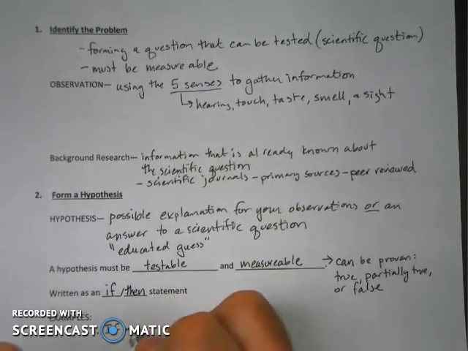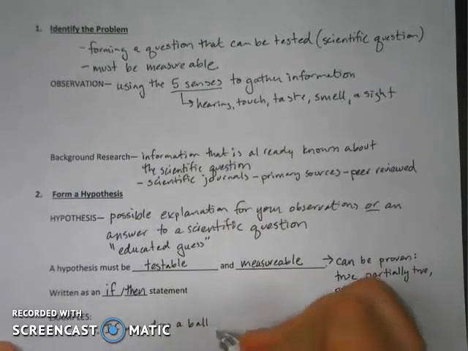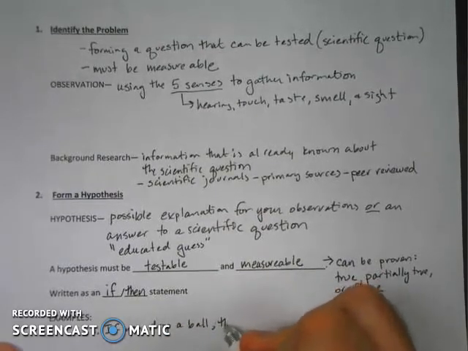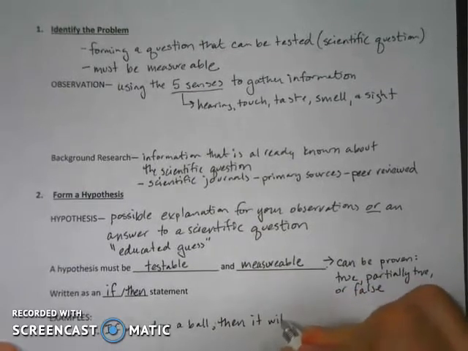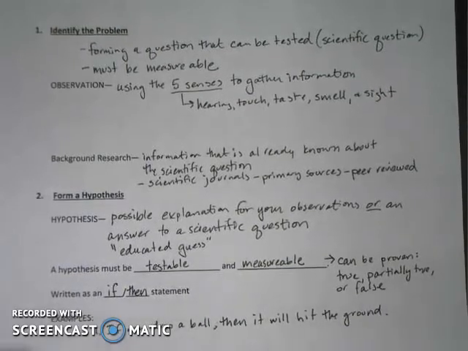So some examples of that, and these are really simple examples, but they are hypotheses. If you drop a ball, comma, then it will hit the ground. So can we test that? Yep, we can have a ball, we can drop it. Can we measure it? Yes, it either hits the ground or it doesn't hit the ground. So that is a good hypothesis. Very simple, and we know based on our observation that if we drop a ball, it's going to hit the ground. So that hypothesis we know is true.